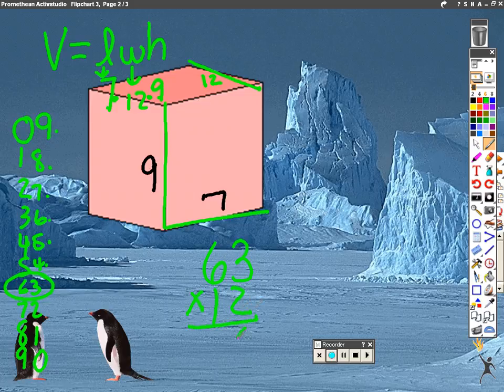2 times 3 is 6. 2 times 6 is 12. Placeholder because I'm moving over a position. 1 times 3 is 3. 1 times 6 is 6. Add down. I get 6, 5, 7. Units cubed because I multiplied length, width, and height. 3 elements. Okay?